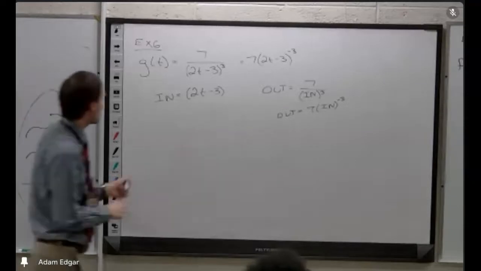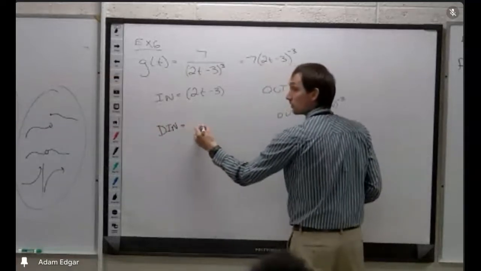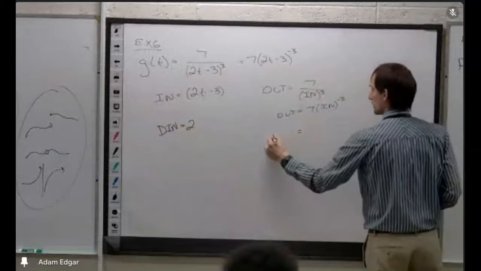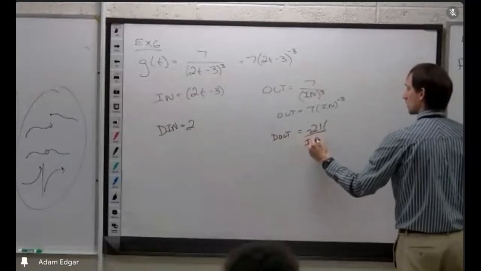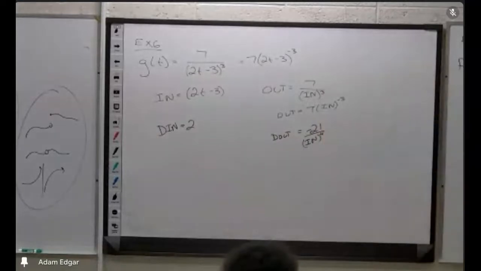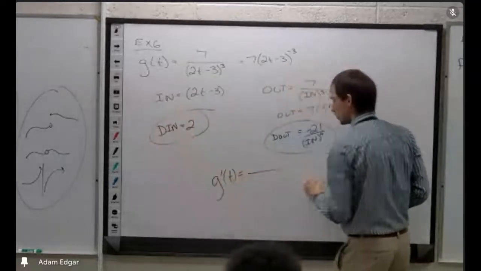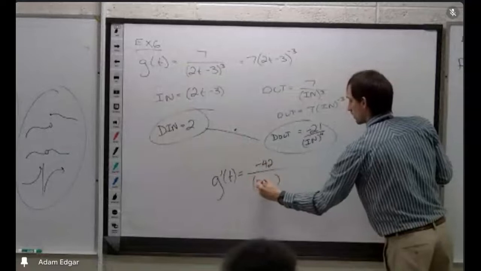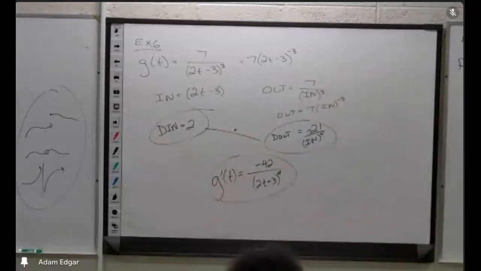All right. So, D in. Sabia, what's D in? Muhammad, what's D in? 2. All right. And then D out, Harnor, what do we get for D out? N to the 4th. All right, so negative 21 times n to the negative 4, or negative 21 over n to the 4th. And then once we've got these, put them together. What's our g prime equation, Tanika? Negative 42 over 2t minus 3. Beautiful. So multiply D in and D out. 2 times 21 is 42. It's over the in stuff, 2t minus 3, all to the 4th. There's your derivative.